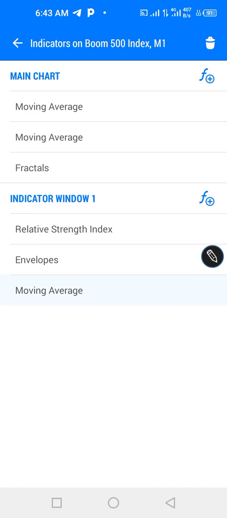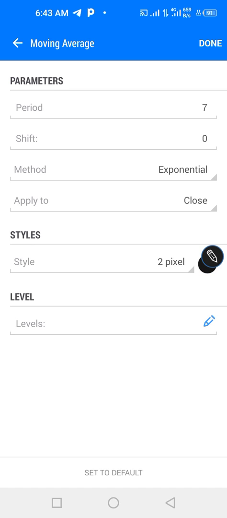Then the last indicator we'll be using is also a moving average. The period is going to be 7, shift is going to be 0, method is going to be exponential, apply to close. The style, you can use any style of your choice.